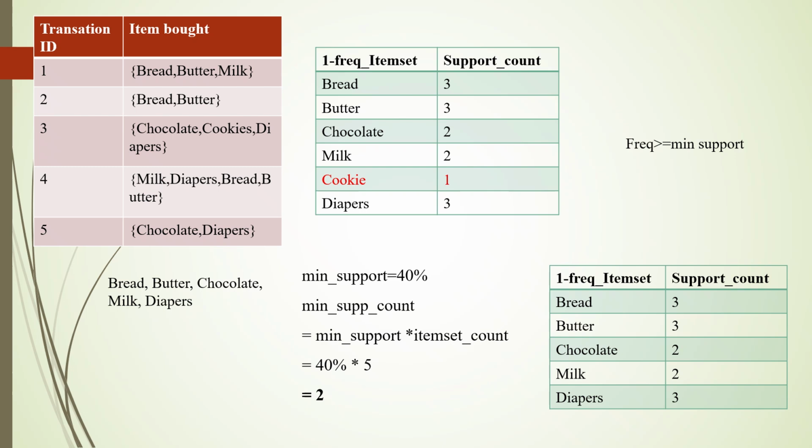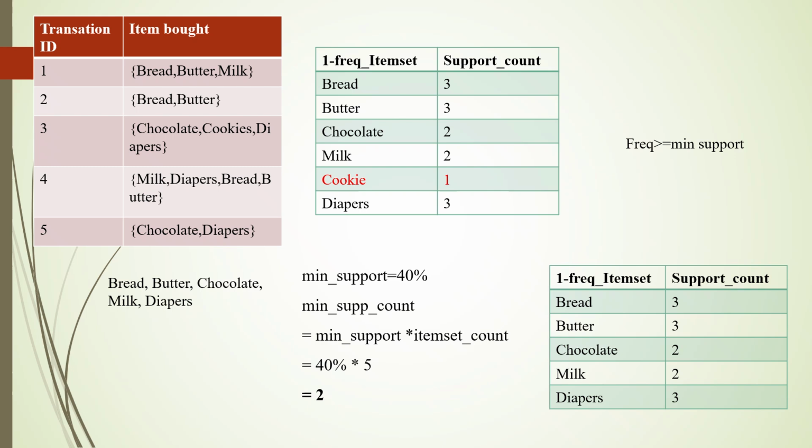Next, butter. Butter's frequent count is 3. So 3 is greater than or equal to 2. The condition is true. Butter is also a first frequent item set. Next, chocolate. Chocolate's frequent count is 2. So 2 is greater than or equal to 2, the condition is true. Chocolate is also a first frequent item set.